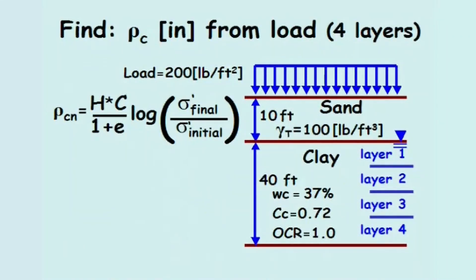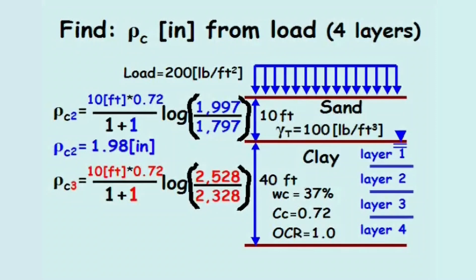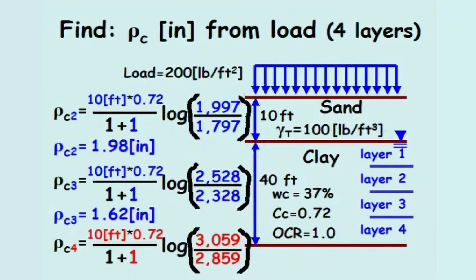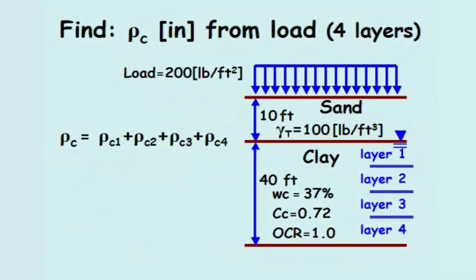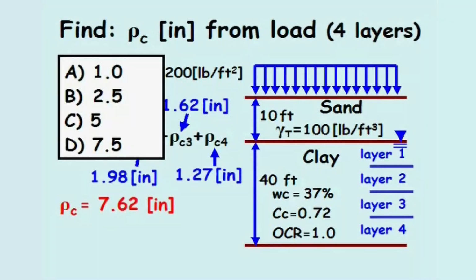Returning to our consolidation settlement equation, the second layer will consolidate 1.98 inches, the third layer will consolidate 1.62 inches, and the fourth layer will consolidate 1.27 inches. Adding the settlement from all 4 layers, the settlement from consolidation is 7.62 inches. When compared to the possible solutions, the answer is D.